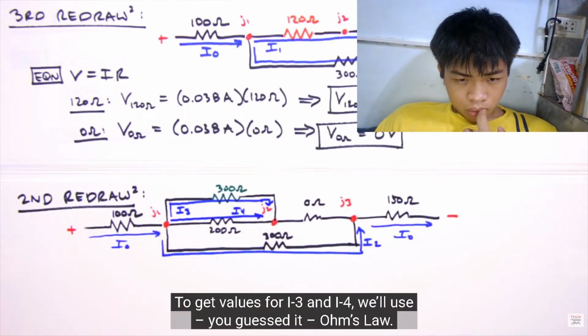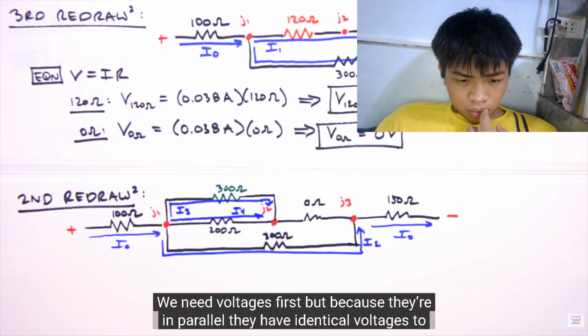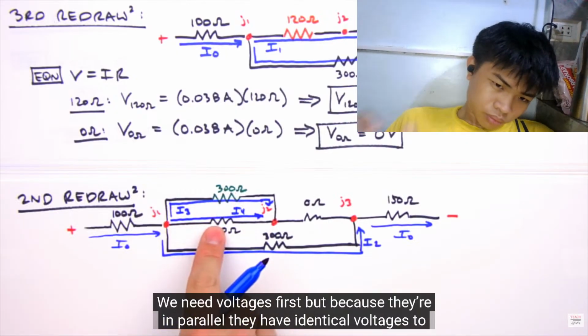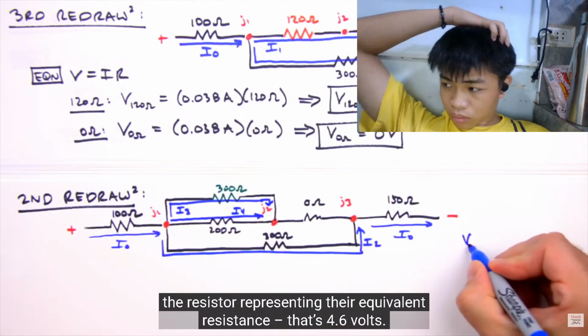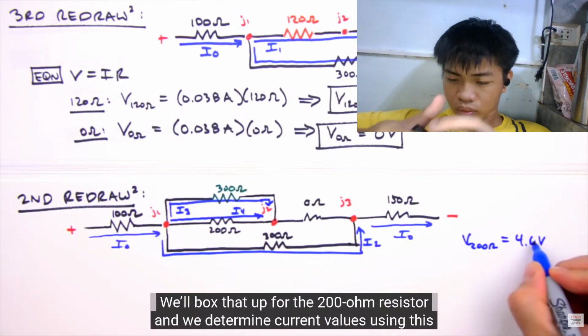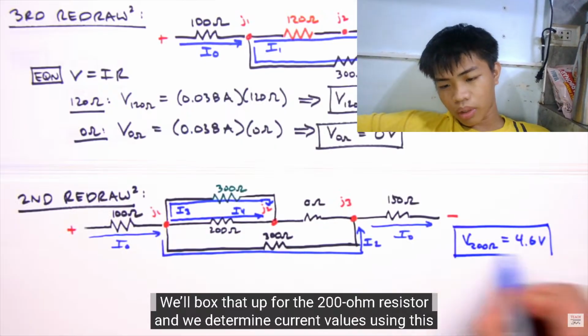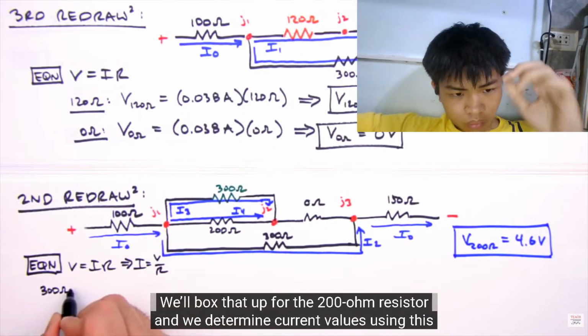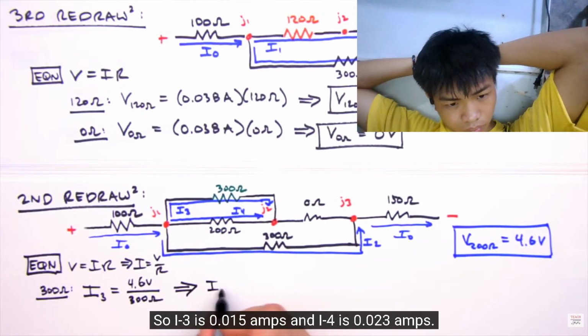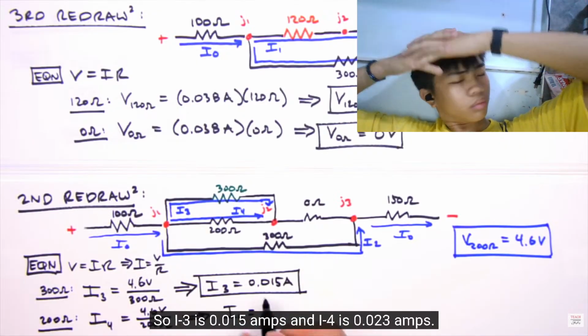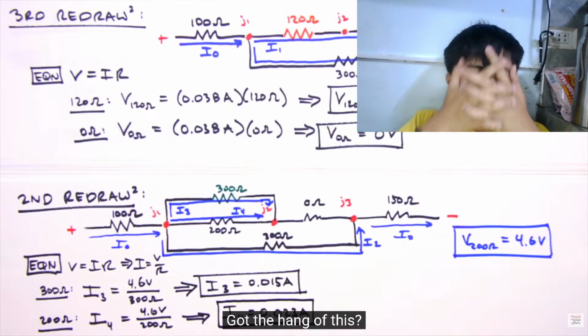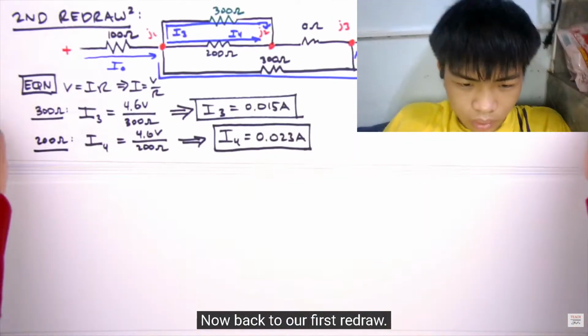To get values for I3 and I4, we'll use, you guessed it, Ohm's law. We need voltages first, but because they're in parallel, they have identical voltages to the resistor representing their equivalent resistance. That's 4.6 volts. We'll box that up for the 200 ohm resistor, and we determine current values using this voltage. So I3 is 0.015 amps, and I4 is 0.023 amps. Got the hang of this? Good. Yes. Now back to our first redraw.